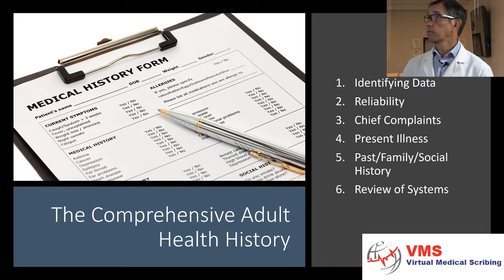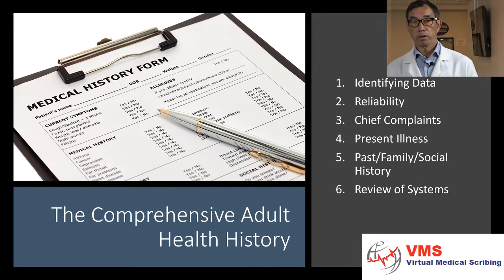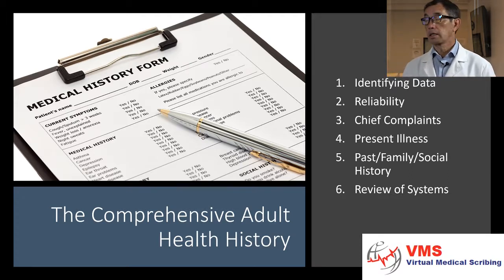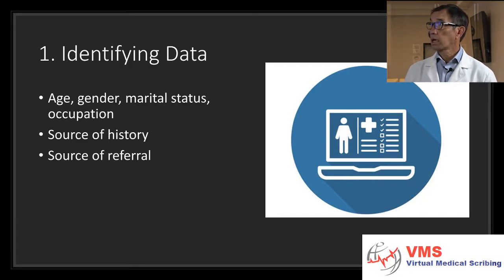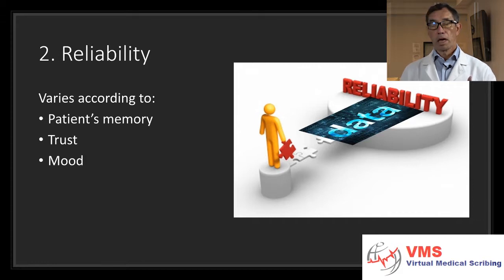We'll go through their identifying data, male, female, age, but then how reliable are they? If they're inebriated or maybe we're in a car crash or something, they may not be able to give us exact details because they have a concussion or something. And then what's their chief complaint, their present illness, their past, both social and family. And then we go through that checklist or review of systems. So identifying data is age and marital status, occupation, source of the history, and source of the referral. So this sets the tone as to where we're getting all our things from. Reliability has to do with how much do they remember? How much are we asking them? And so we sometimes will give a comment on that.